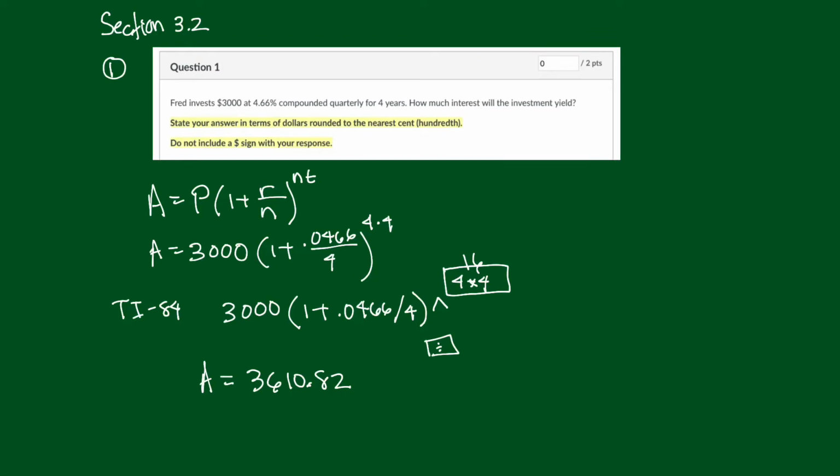Now that 3610.82, that's the amount of money we're going to have after 4 years. But all I want to know is the interest. So the interest is going to be the total amount of money that we have, 3610.82, minus the amount that we invested. So that's going to be 610.82. That's what I'm looking for. That's the amount of interest.